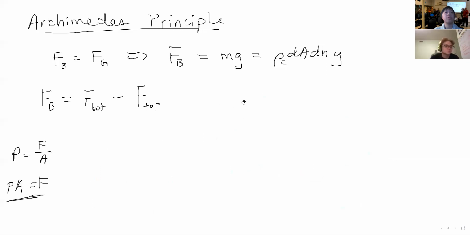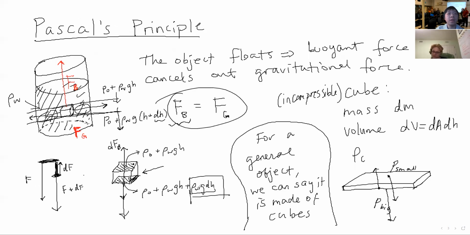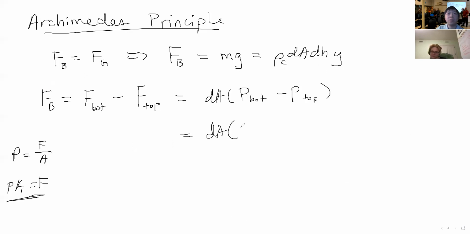So F_B is equal to the F bottom minus F top, right? So then this is equal to dA times (P bottom minus P top), right? So then, I forgot I wrote this down. If we looked at rho of water times g times dh, this is the difference in forces, right? So this is equal to rho of the water.